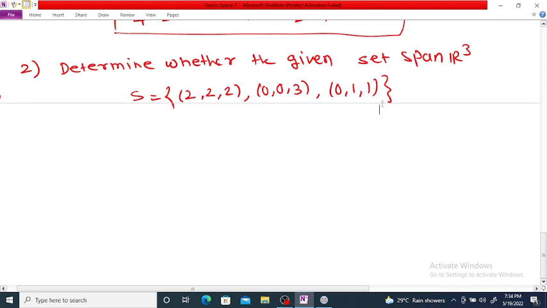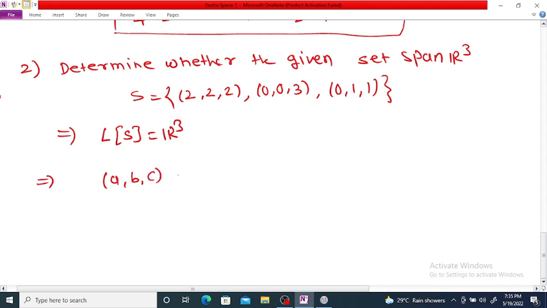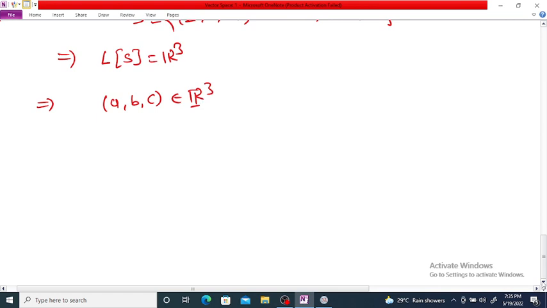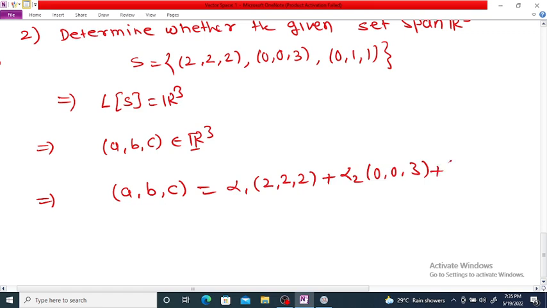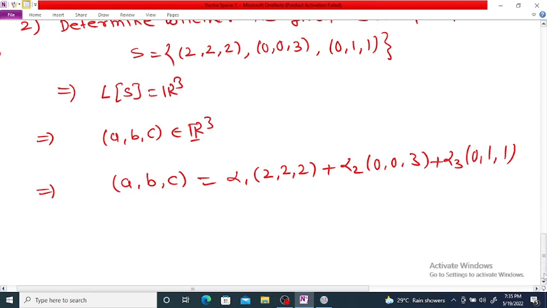We want to check whether the given set does span R cube, that is we want to check whether LS is equal to R cube. So for that we select an arbitrary vector, say (a, b, c), from vector space R cube, and if there exist scalars alpha 1, alpha 2, alpha 3 in terms of a, b, c, then we can say that the given set does span R cube. So consider alpha 1 times (2, 2, 2) plus alpha 2 times (0, 0, 3) plus alpha 3 times (0, 1, 1).